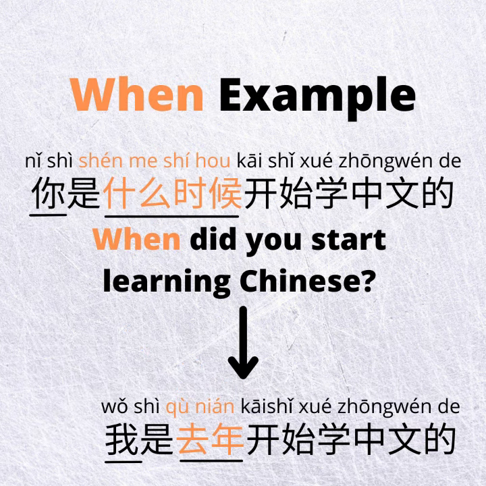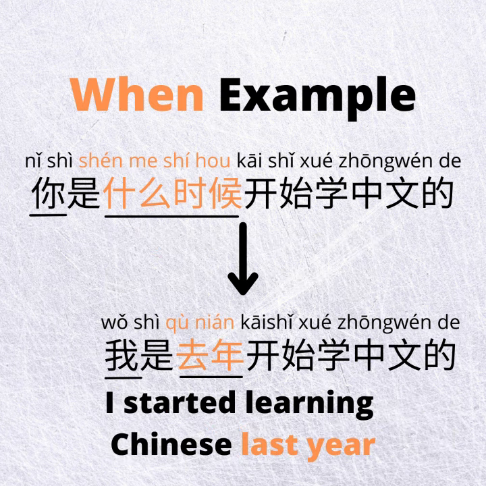And for our when example, let's say, when did you start learning Chinese? 你是什么时候开始学中文的? And we can answer with a relative time or a specific time. Here I chose a relative time. 我是去年开始学中文的. I started learning Chinese last year.